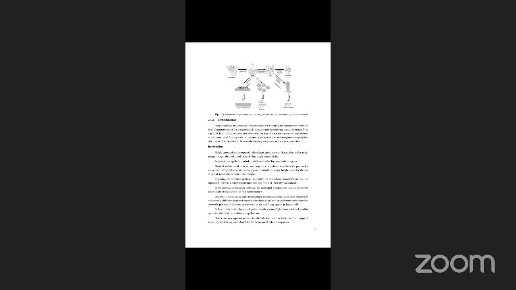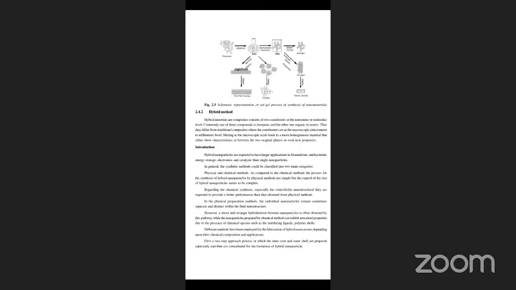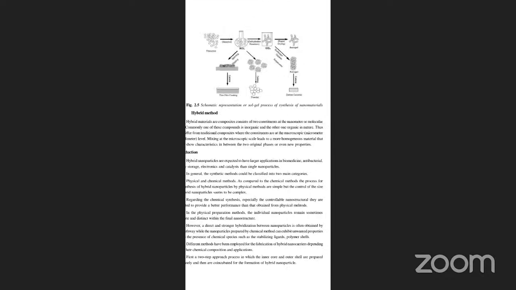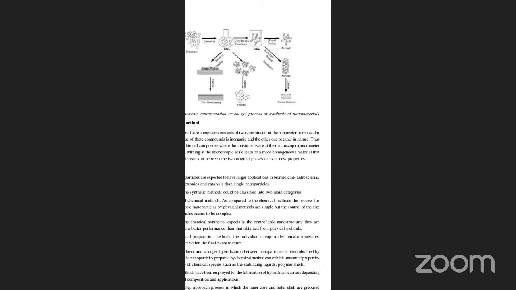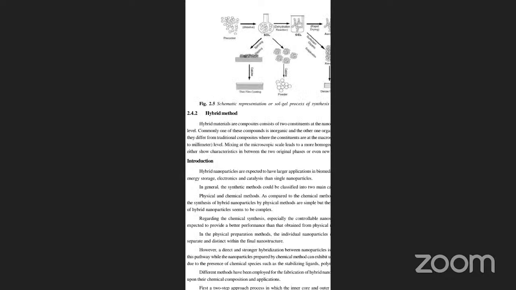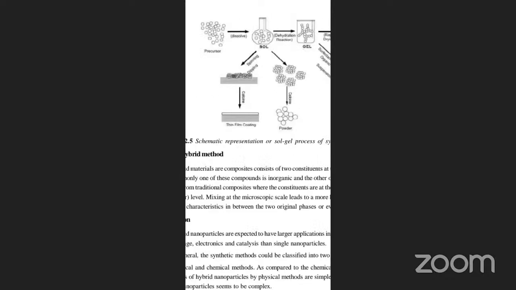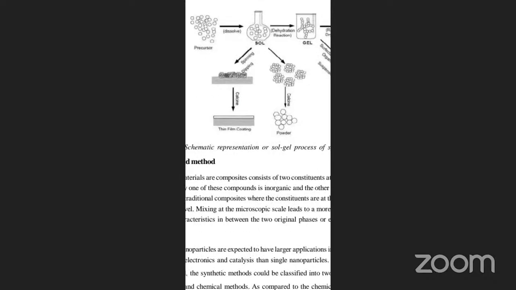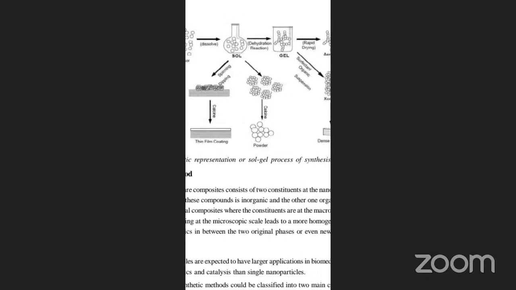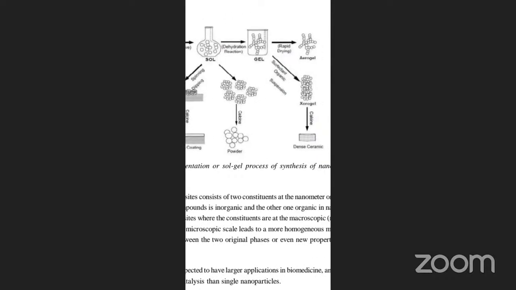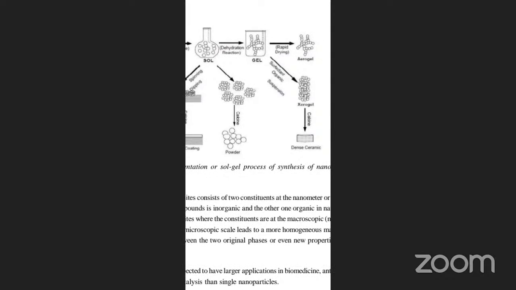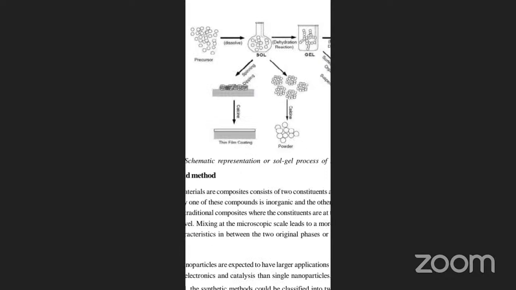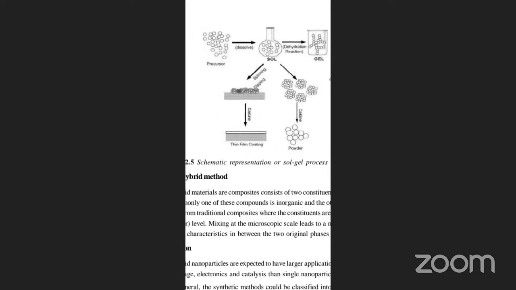Next one, hybrid method. So the schematic representation of the sol-gel process of synthesis of nanomaterials is shown in the figure. Here, how it is derived from one to another is given in the figure: precursor, sol, next gel, and then rapid drying, aerogel, and then structure, organic, then it is golden powder, like that. The schematic representation of the sol-gel process of synthesis of nanomaterials is like this.